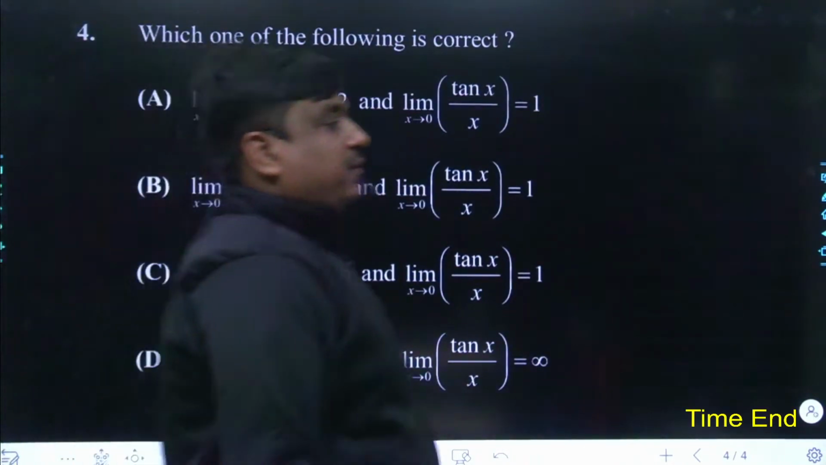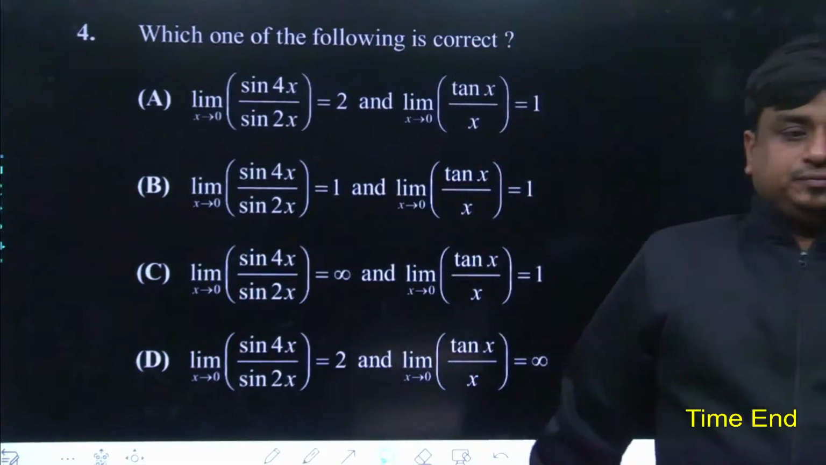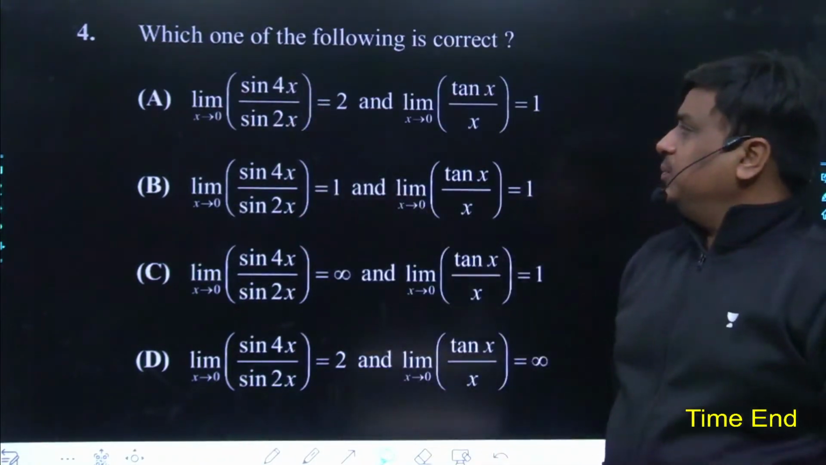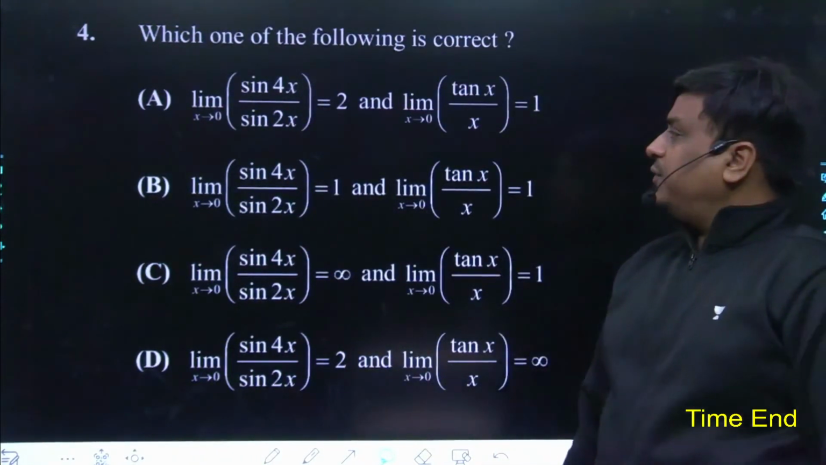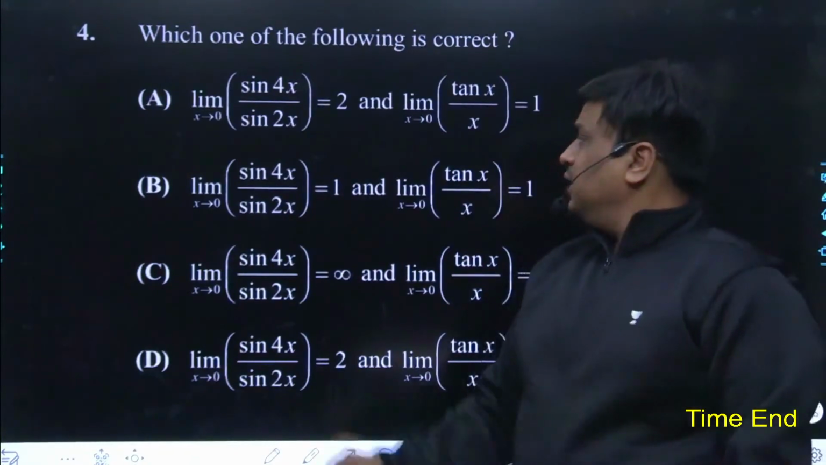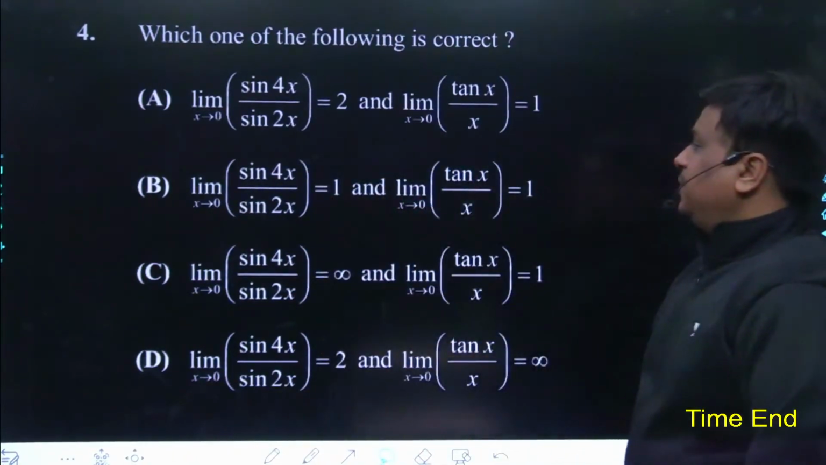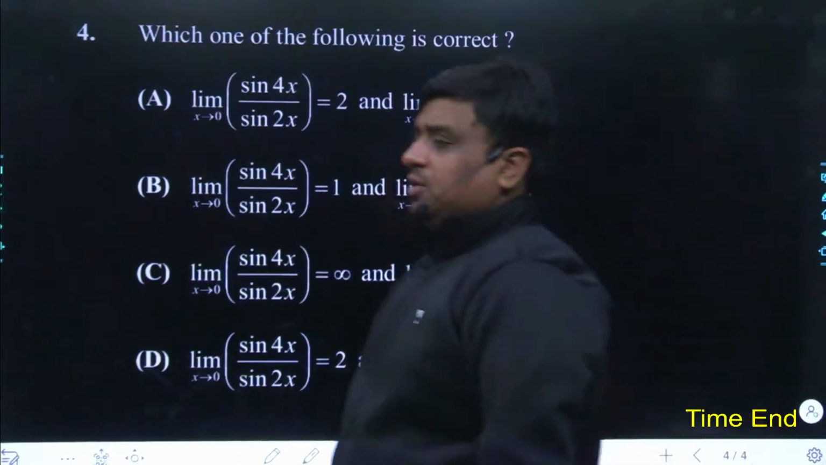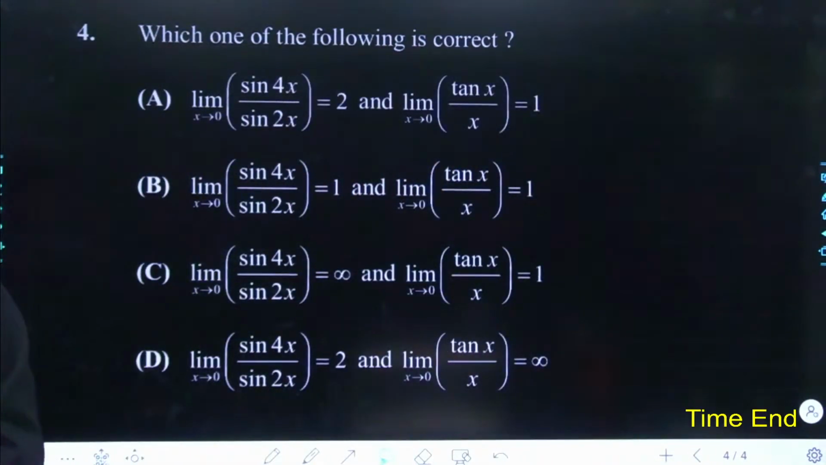Read it carefully. Limit x tending towards 0. Towards the numerator, we have sin of 4x, and towards the denominator, we have sin of 2x. Same goes towards the right hand side as well. Tell me, what could be the best answer?